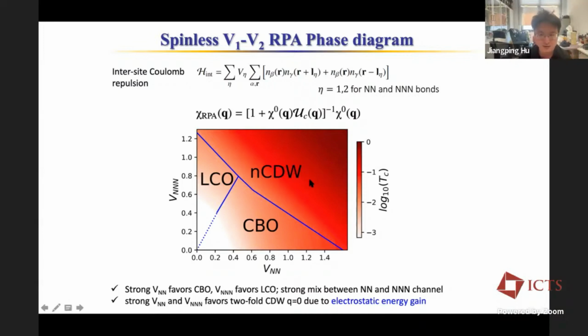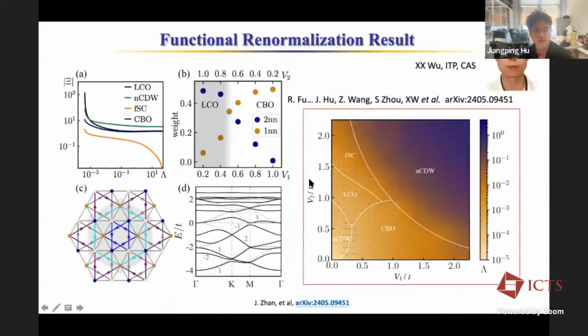Probably you think RPA is not so reliable. So we went to this functional renormalization group analysis, and we did massive calculations, and calculated the instability of all these different types of orders we put here, and we find that indeed this loop current order is the most, its instability is happening where the second nearest neighbor interaction can be important in these phase diagrams.